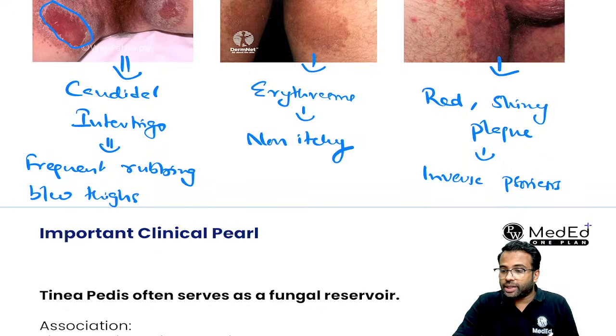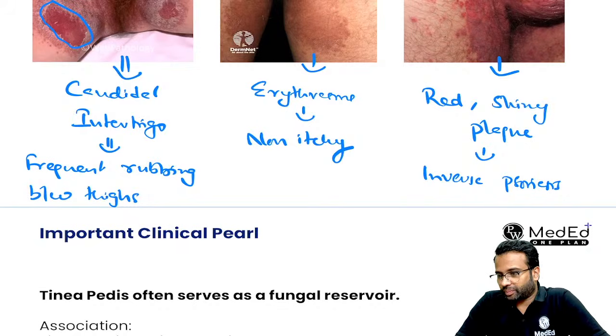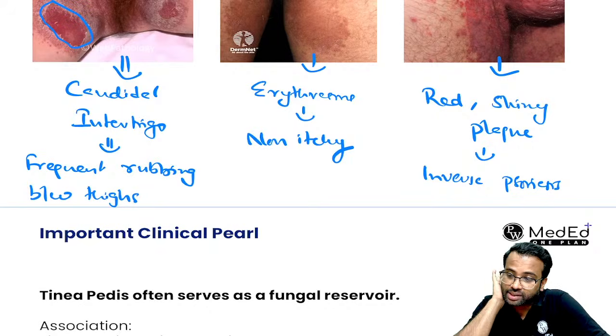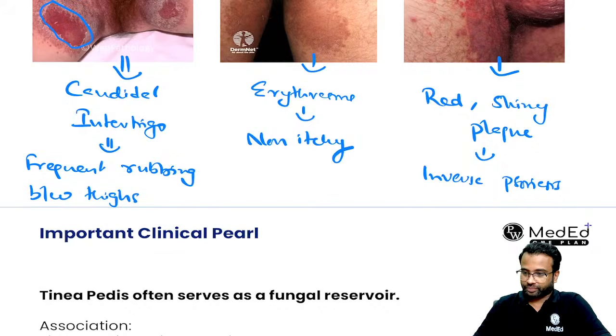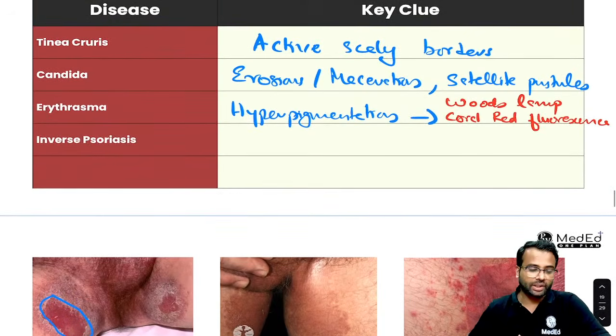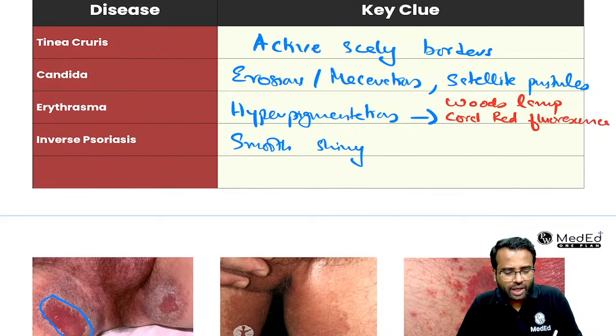Candida more common in summer. Obviously, yes. The more you sweat, the more likely that you may get a candidal intertrigo. And whoever was answering about coral red fluorescence like Afsana and all of you, very good. So all these could be the thing. So in inverse psoriasis, what you see? In inverse psoriasis, you can see that there are smooth, shiny plaques. Shiny red color plaque lesions होगा.